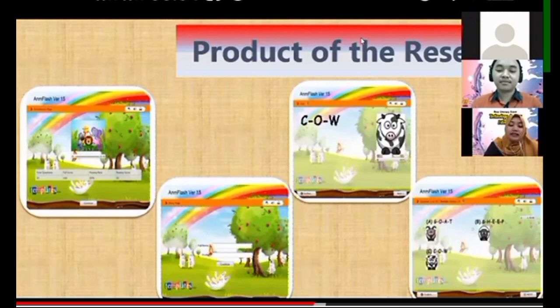The exercise consists of multiple choice items. So the student or the children can choose which one is the correct answer, and then guess the animal from the voice, for example, like moo, something like that. So they will choose, oh, this is a cow, for example. And the last one is matching the animal with the simple text. Okay, next slide, please.